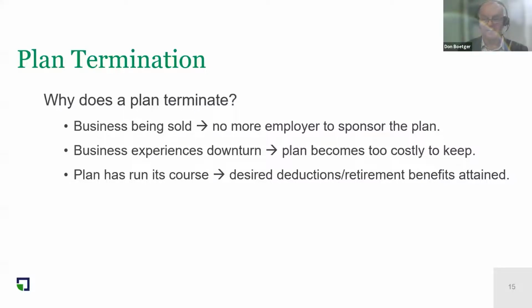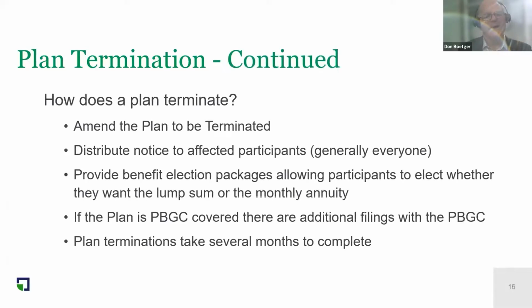So that 60-year-old that I talked about earlier in the presentation is now 65 and maybe wants to retire. He's filled up his bucket and he wants to take it and discontinue the program. That happens more frequently than anything else. Well, how do you terminate it? Oh, I mean, you have to amend it to terminate it. That makes sense. It's a board resolution or decision to do that and amend the plan.